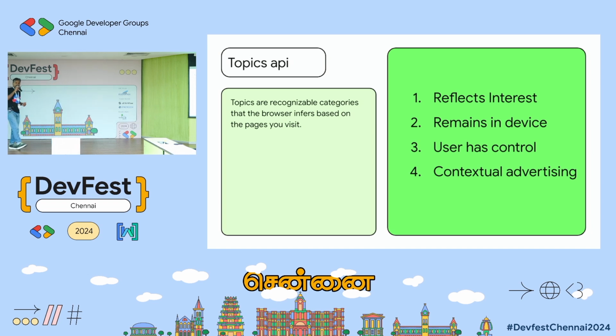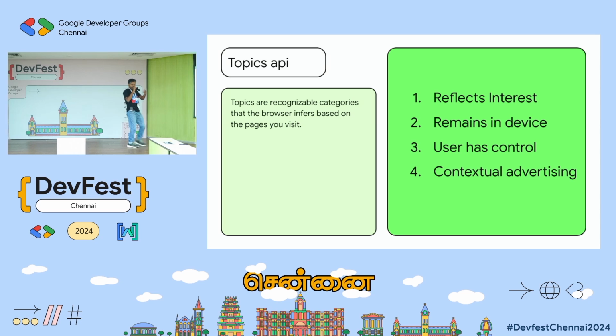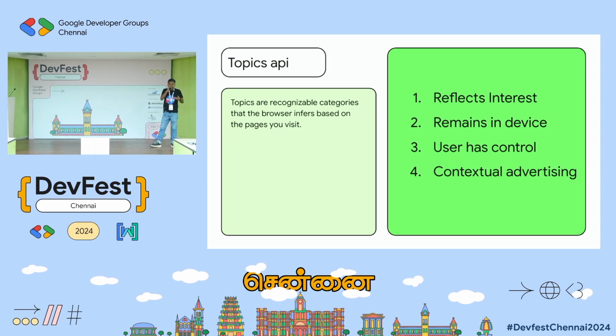Now the user also has control over it. The user can go ahead and opt out or change. Okay, I am not interested in news. You remove the news and you add something else. Let's say I am interested in traveling. So this way we ourselves have the control. Using the browser settings, we can set those interests, and this will not leave your device.